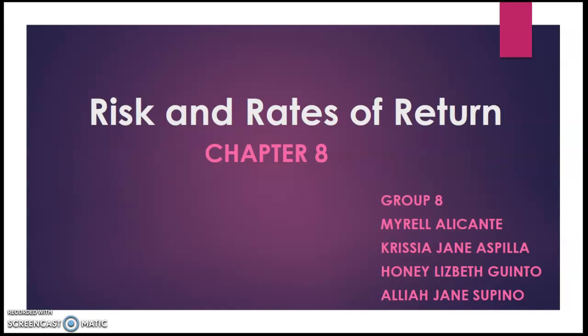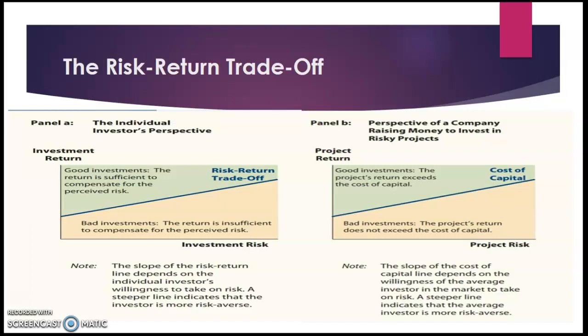Then discuss how changes in the general stock and bond markets could lead to changes in the required rate of return on a firm's stock. Then discuss how changes in a firm's operations might lead to changes in the required rate of return of the firm's stock. So first, we have the risk-return trade-off.